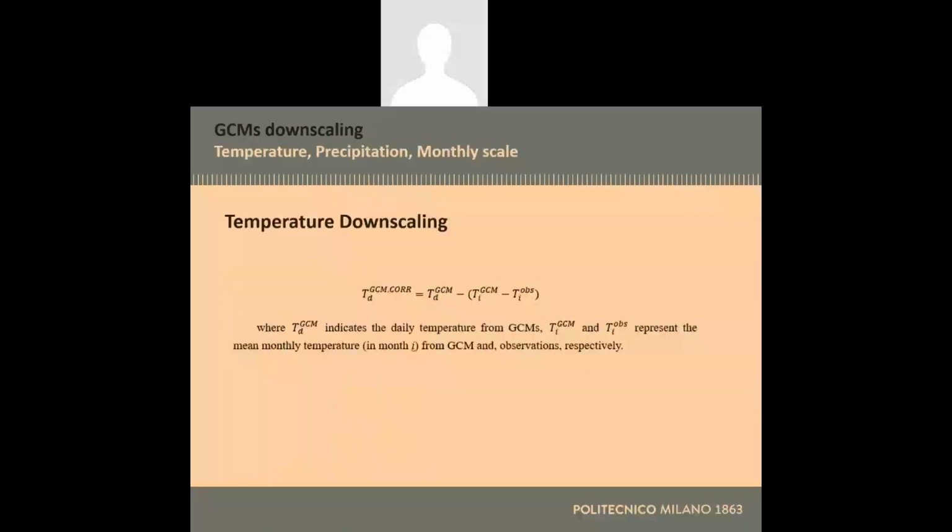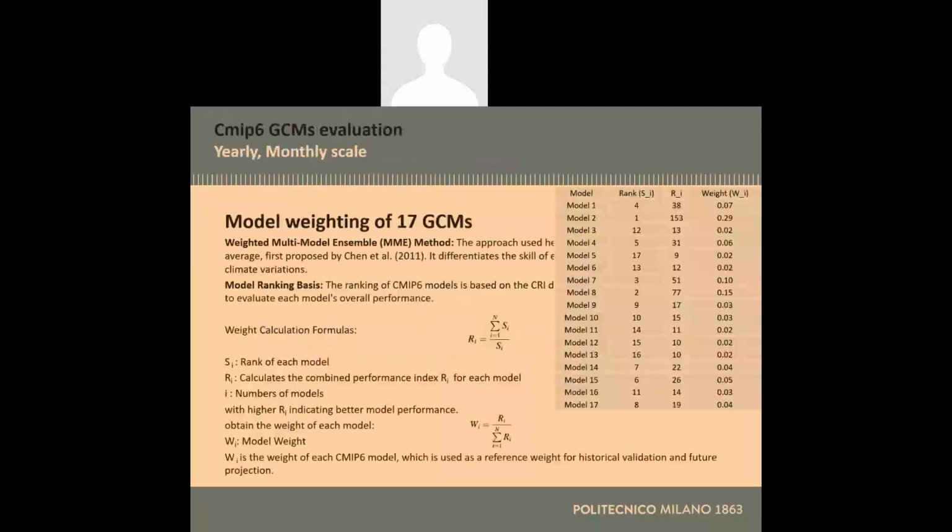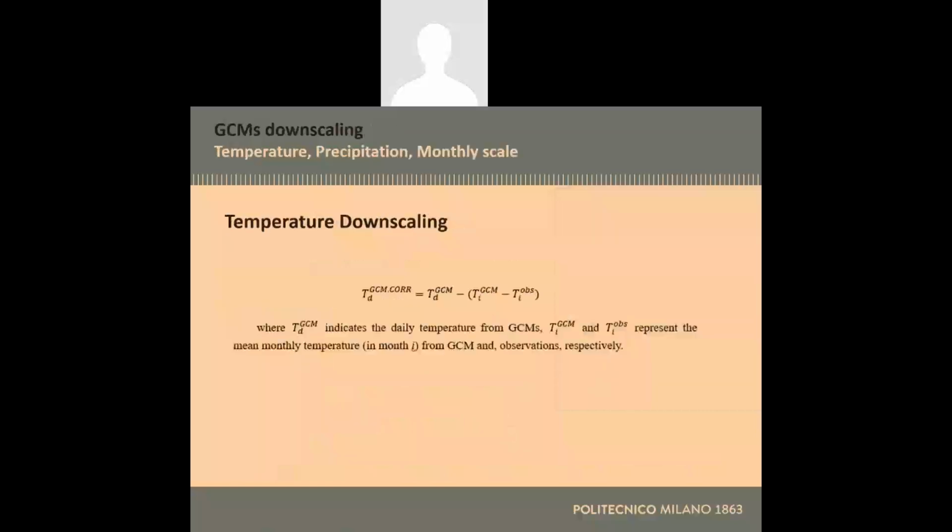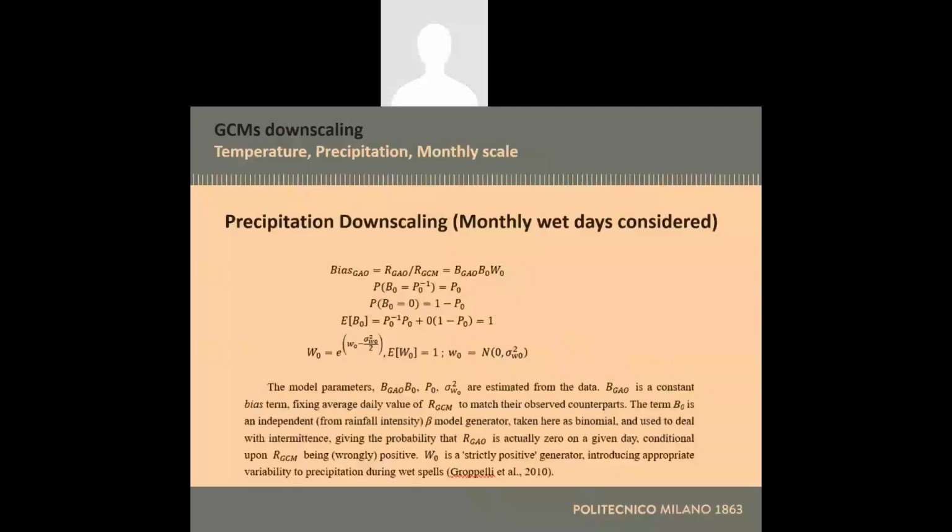But even though you use the weighting, the original GCMs have big differences. So if you want a better result, you can do some downscaling. For this method, I consider multiple-year averages at the monthly scale. And this one is precipitation. This method considers wet days, also the bias, also the standard deviation.